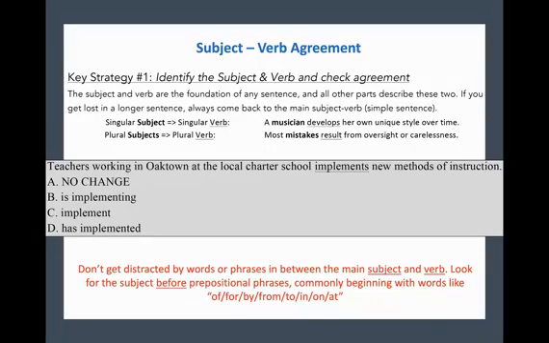Let's take a quick look at what I'm describing with subject-verb agreement. Again, what we're really focused on here is identifying the subject and the verb and then checking whether we have a singular agreement or a plural agreement. Look at a singular example. A singular subject needs a singular verb. That would be this example here. A musician develops her own unique style over time. The musician is one, and so a musician develops with an S on the verb.